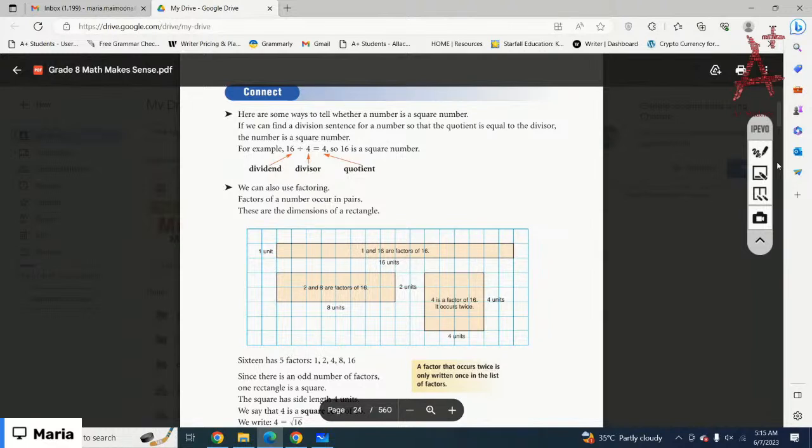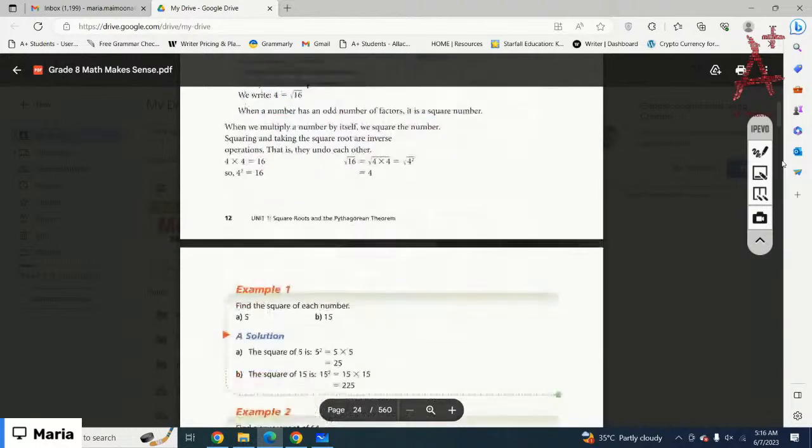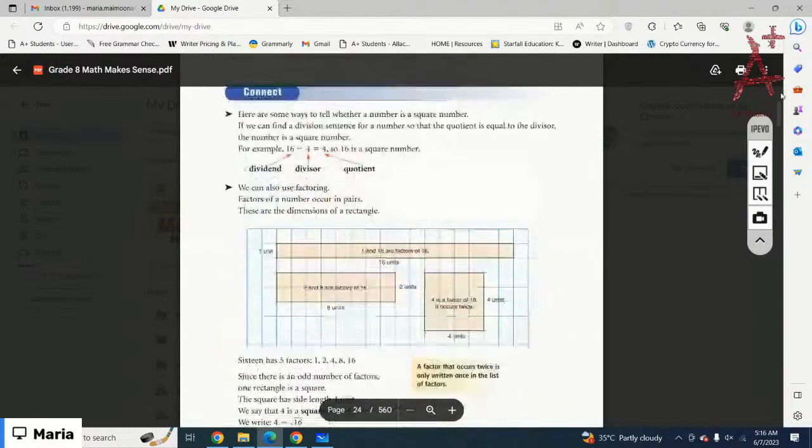Okay, we can also use factoring. Factors of a number occur in pairs. These are the dimensions of a rectangle. Got it? Like you are given, these are the rectangles. You are given 1 times 16 makes 16, 8 times 2 makes 16, and 4 times 4 makes 16. But 4 is a factor of 16, it occurs twice. Got it? Basically we're going to learn the concept of square roots. Got it? Okay.